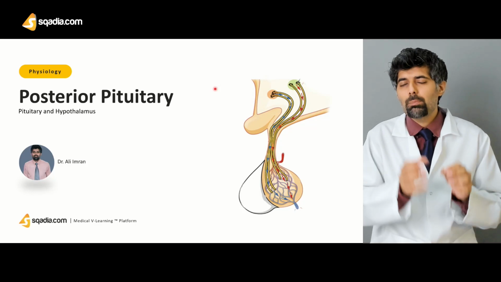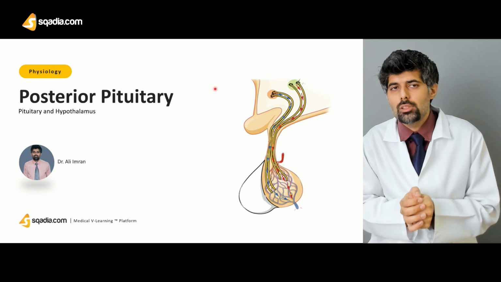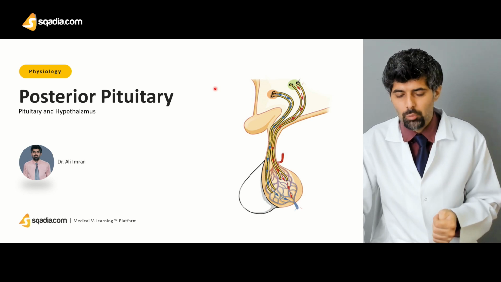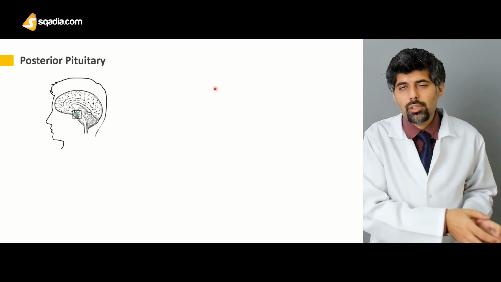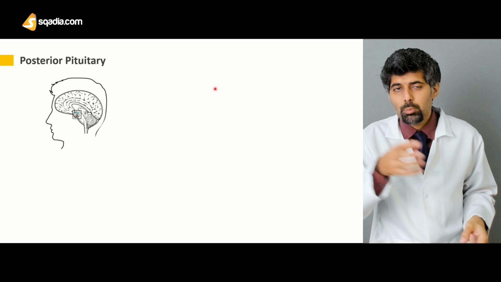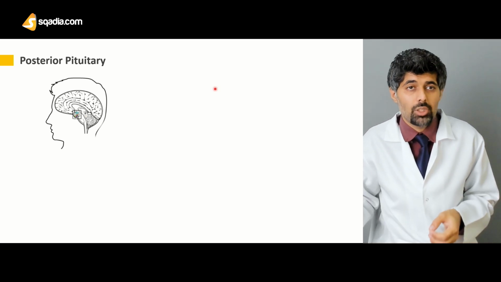Let's talk about the posterior pituitary and the effect of the hypothalamus on it. So let's get on with it. Now, in contrast to the anterior pituitary, the posterior pituitary is directly affected by the hypothalamus.